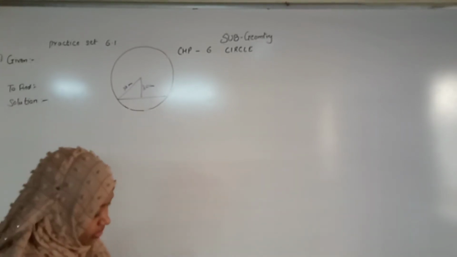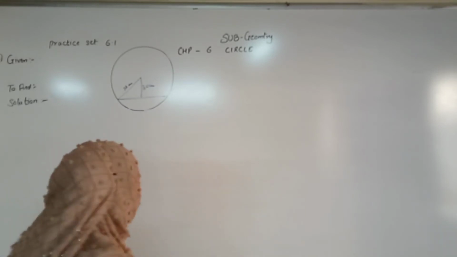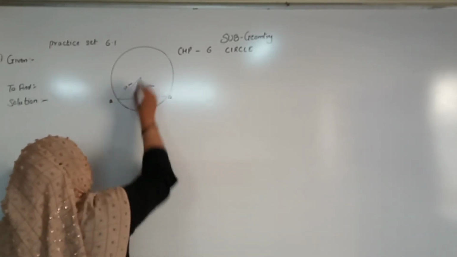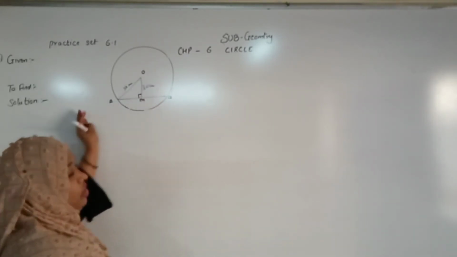Now we don't have any option, so again we have to draw the figure. AB is a chord, O is the center of the circle, and OM is a perpendicular bisector to the chord AB.